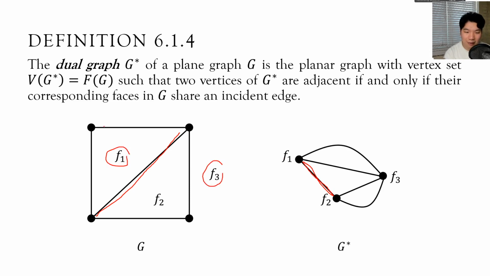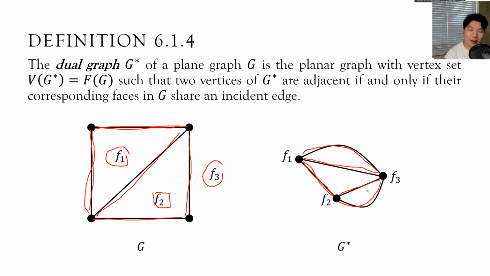Well, F1 and F3, we have this edge and we have this edge. So we have two edges that they share. Hence, F1 and F3 in the dual must share two edges between them. And then we pretty much have the same thing for F2 and F3. If I look at F2 and F3, they share two common incident edges. Hence, there are two edges between F2 and F3.